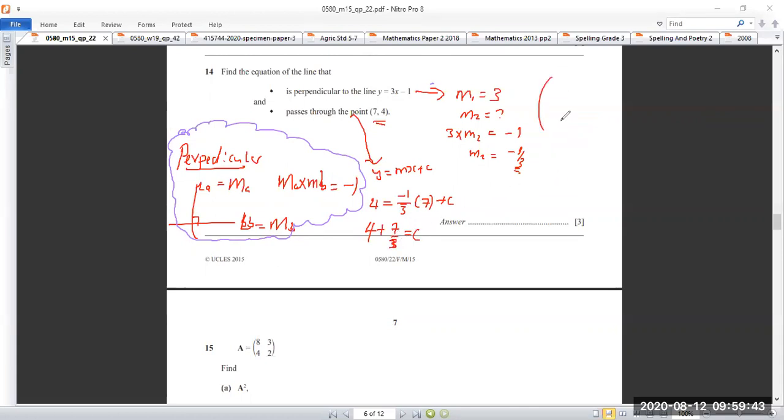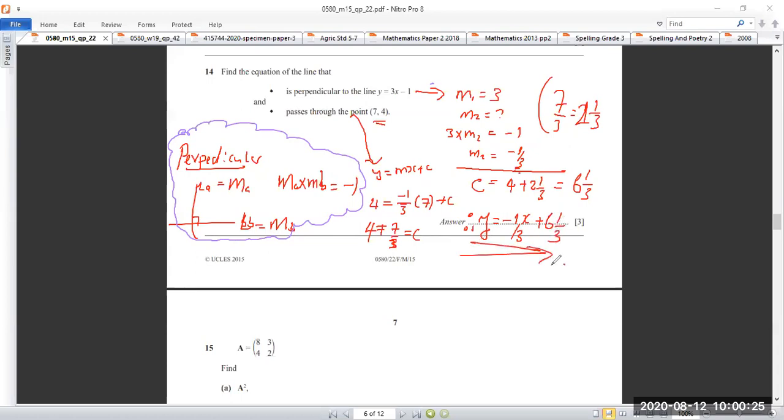And we know that 7 over 3 is the same as 2 and 1 over 3. Agree? So we can find that our c equals 4 plus 2 and 1 over 3, and that gives you 6 and 1 over 3. Therefore, our equation will be y is equal to negative 1 over 3x plus 6 and 1 over 3. Perfectly done.